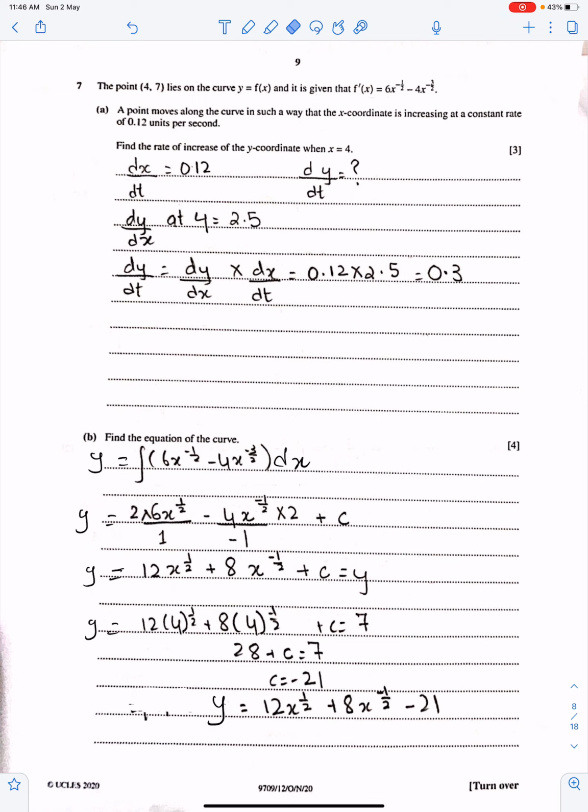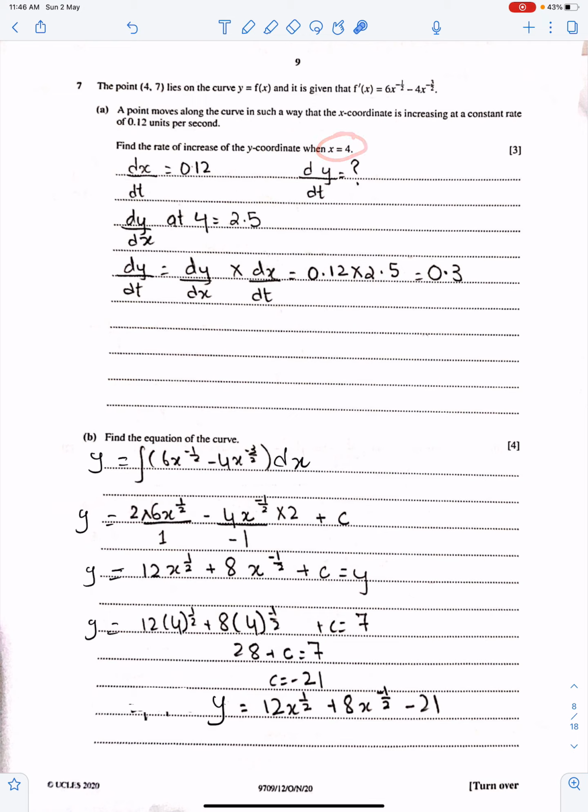Question number 7. The point (4, 7) lies on the curve, and it is given that the gradient of the tangent to the curve is this. A point moves along the curve in such a way that the x coordinate is increasing at a constant rate of 0.12. This is dx upon dt. And we need the rate of change of the y coordinate, dy upon dt, when x is 4.